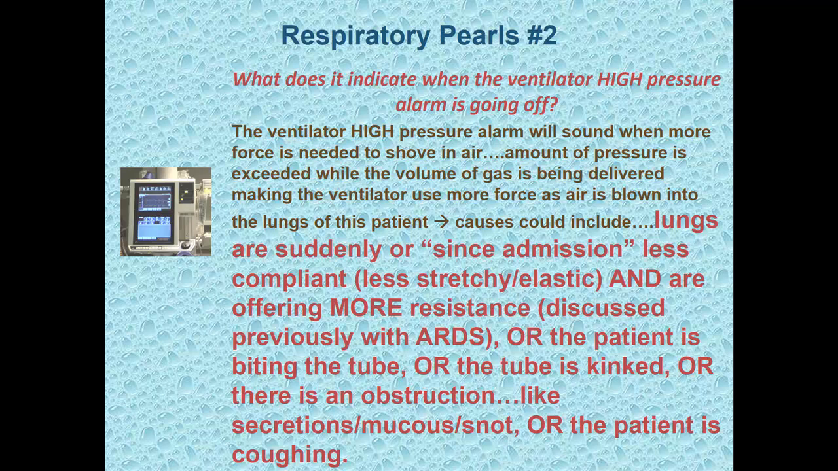Now, it could be just as simple as the patient's biting on the tube, or you've turned the patient to the side and the tube is kinked, or it could be that there's an obstruction such as mucus, which is snot, or the patient is coughing. If the patient coughs, they're pushing out against the ventilator as the ventilator's trying to blow air in. So these are some things that are fairly common that would cause the high pressure alarm to go off.